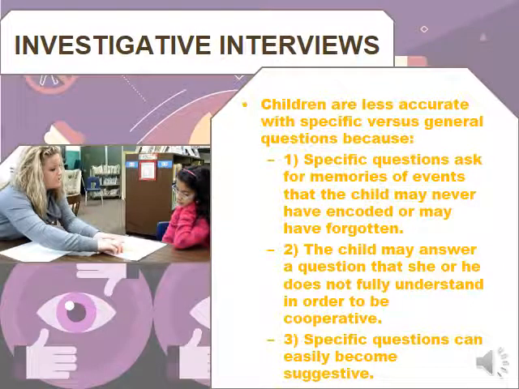Naturally, within that, children are less accurate with specific versus general questions because, one, specific questions ask for memories of events that the child may never have encoded or may have forgotten. Number two, the child may answer a question that she or he does not fully understand in order to be cooperative. Again, you have children who are trying to please the adult, and so they're going by whatever the adult is providing. Number three, specific questions can easily become suggestive. In other words, you're leading the child. You're, in essence, not coercing, but you're encoding new information, which the child may then incorporate into their own accounts.